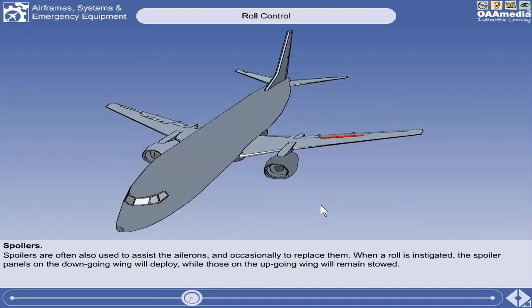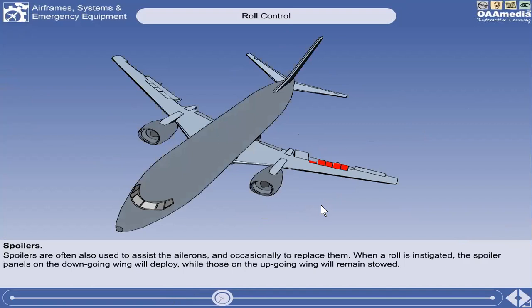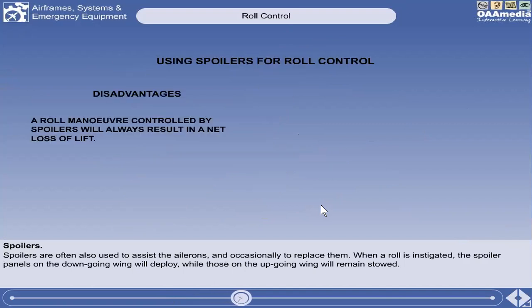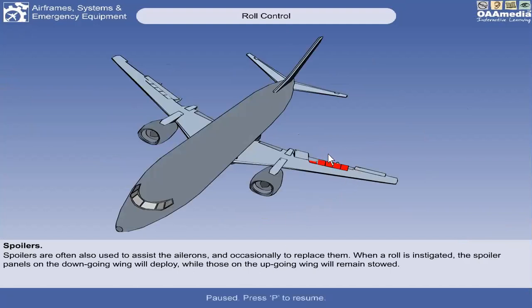When a roll is instigated, the spoiler panels on the downgoing wing will deploy, while the outgoing wing will remain stowed. Okay, as you can see, this is what I said earlier: when a roll is instigated, the spoiler panels on the downgoing wing will deploy. As you can see here, the aircraft is rolling to the left.